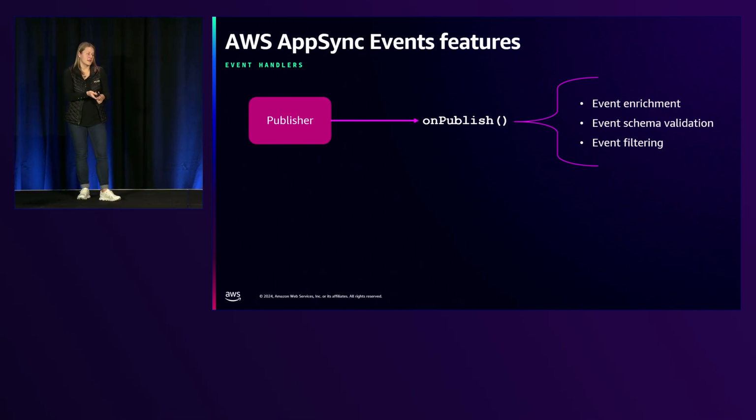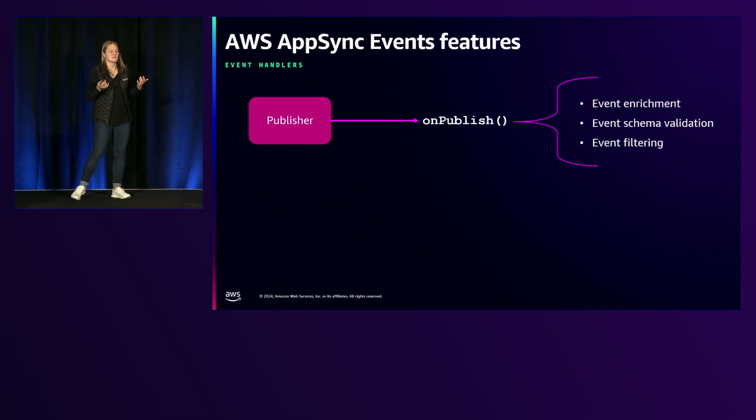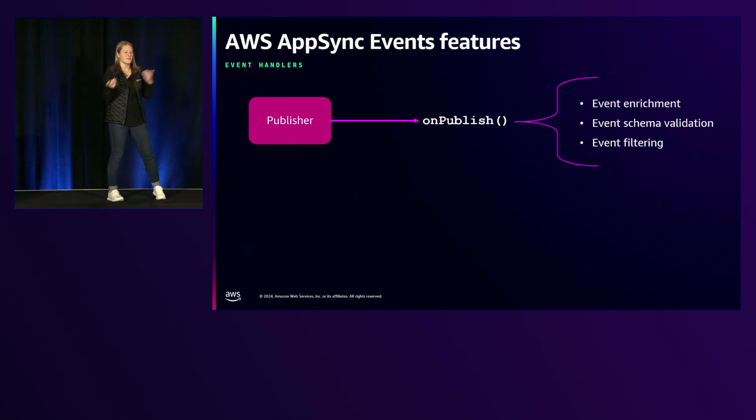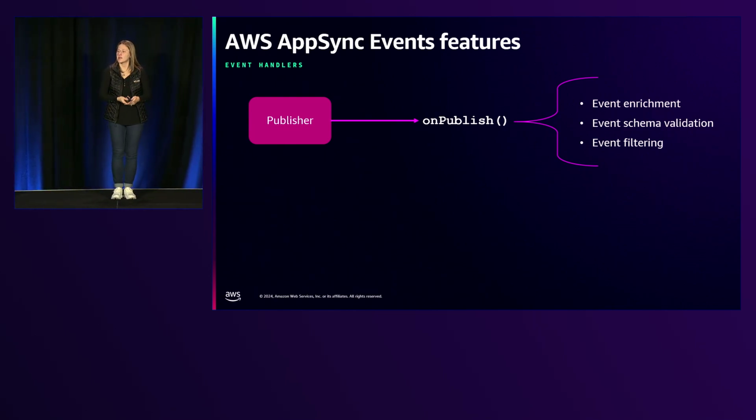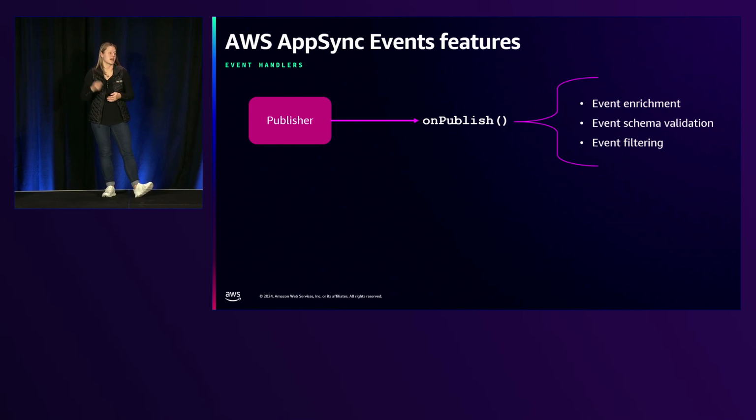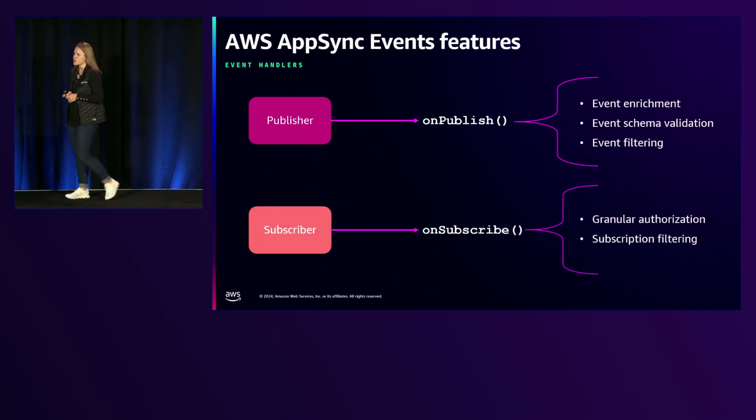And then in addition to that, things like event filtering, being able to reject certain events as they're coming through if they don't meet that schema validation, or if you just don't want certain types of events to be sent out to your subscribers. The same is true for our subscriber path.